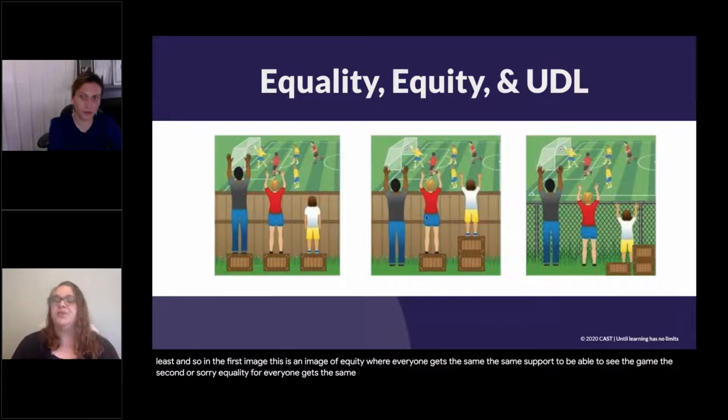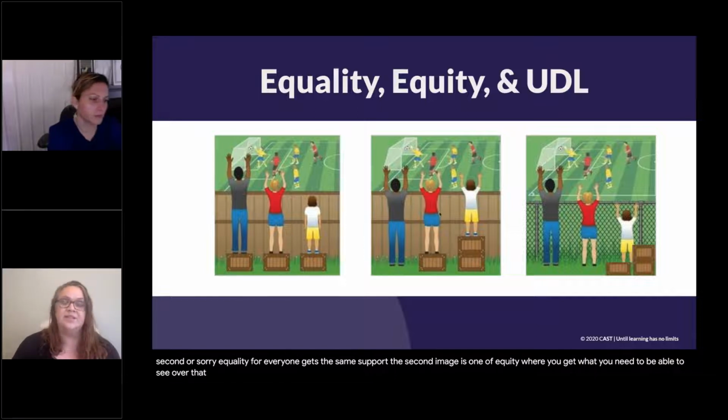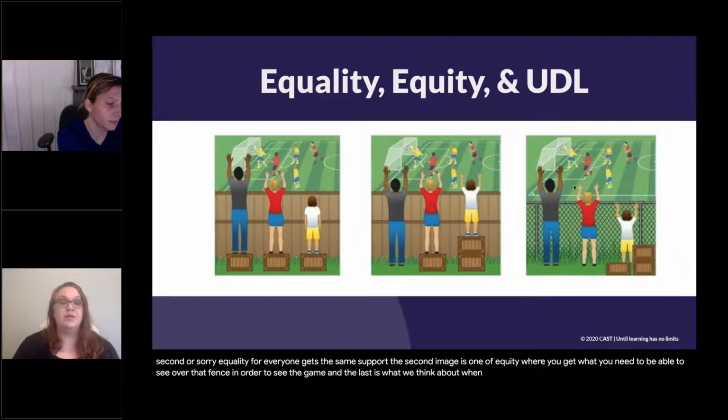Equality, where everyone gets the same support. The second image is one of equity, where you get what you need to be able to see over that fence in order to see the game. And the last is what we think about when we think about UDL.